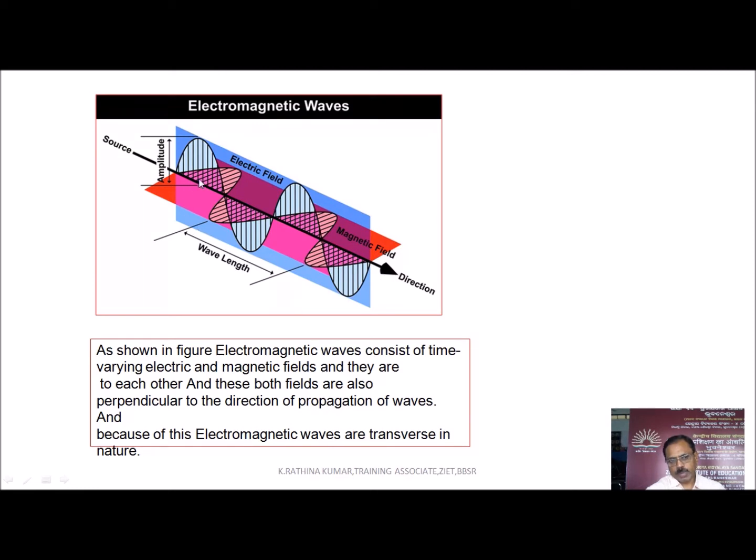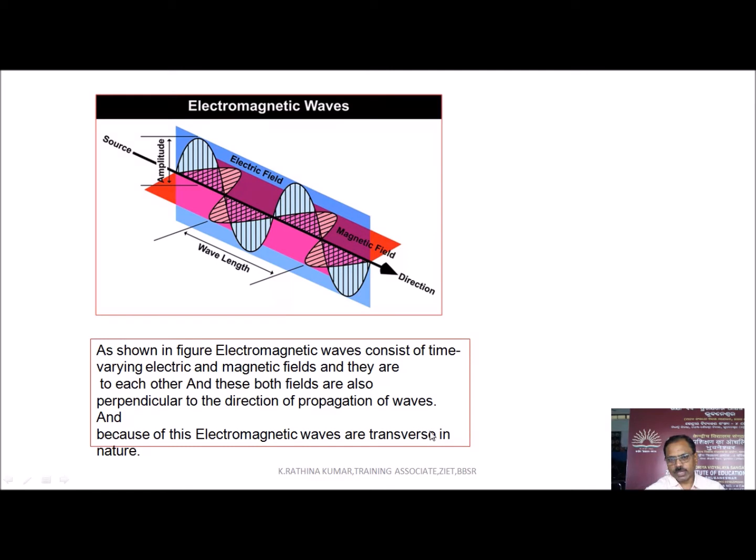The amplitude is the maximum displacement of the wave. And wavelength is the distance between one crest and the next crest, or one trough and the next trough. So in this diagram, we can conclude that, as shown in the figure, electromagnetic waves consist of time varying electric and magnetic fields, and they are perpendicular to each other, and both fields are also perpendicular to the direction of propagation of the wave. Because of this, the electromagnetic waves are transverse in nature.